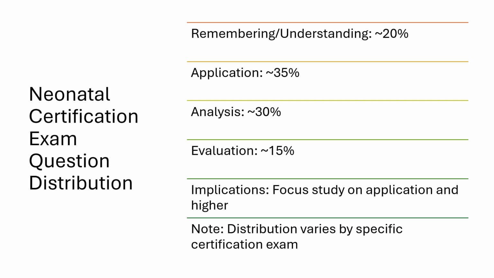Understanding the typical distribution helps you allocate your study time effectively. Remembering and understanding questions make up about 20%, important but not the majority. Application questions at 35% and analysis at 30% together make up nearly two-thirds of most exams. Evaluation questions round out the remaining 15%. This tells you to focus your preparation on application and higher-level thinking, not just memorization.